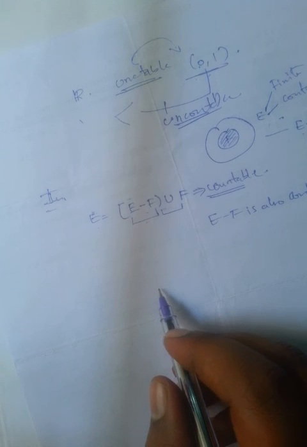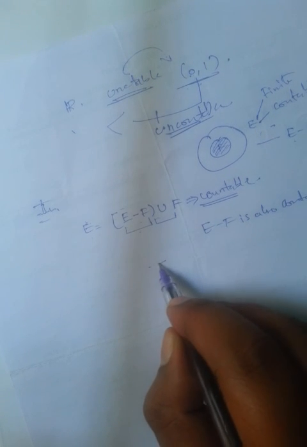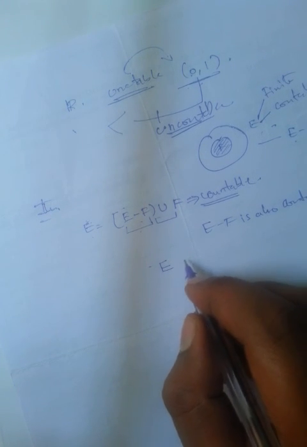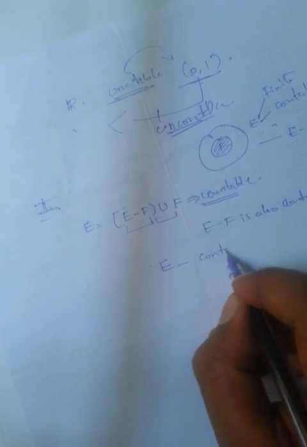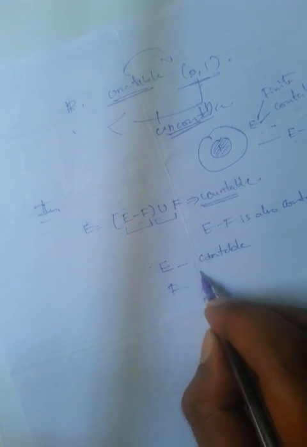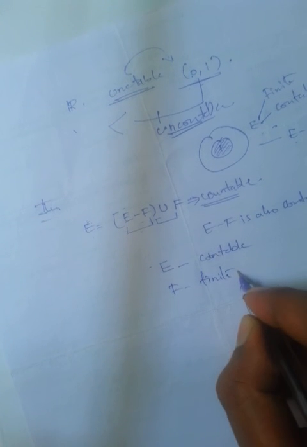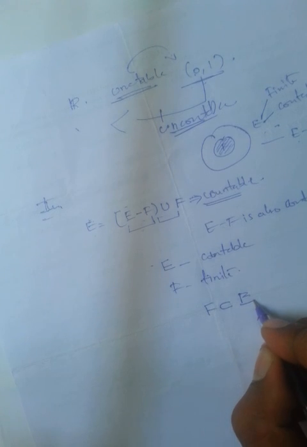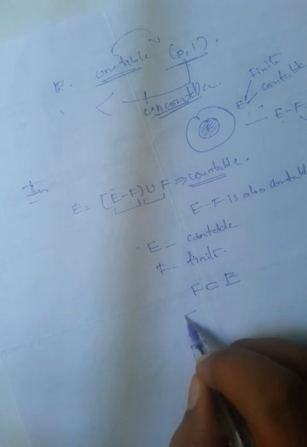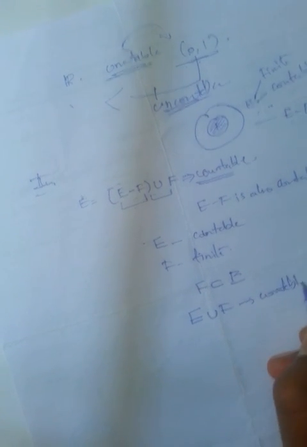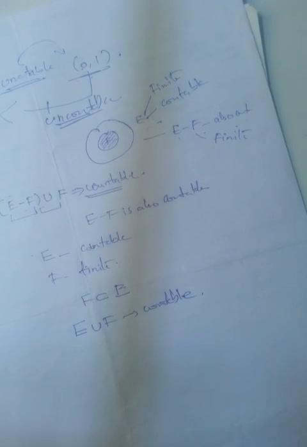And one more thing that we can do with it is that we have E countable, and F finite, a subset of the countable set E, so we can write that E union F is also countable.